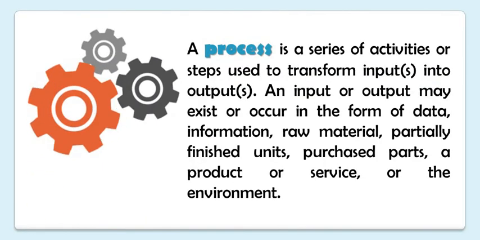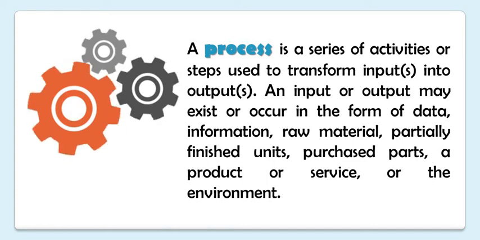Now, let's define what is the process. By definition, a process is a series of activities or steps used to transform input into output. An input or output may exist or occur in the form of data, information, raw materials, partially finished units, or purchased parts or product or service or the environment.